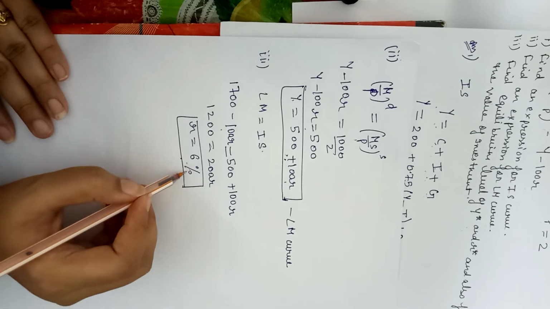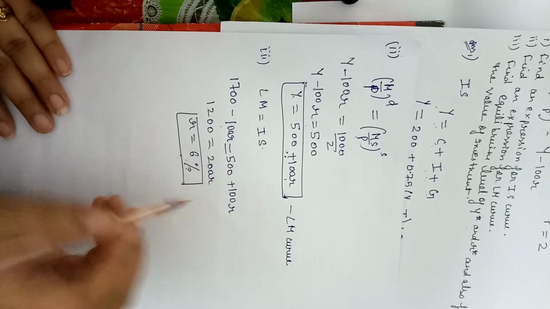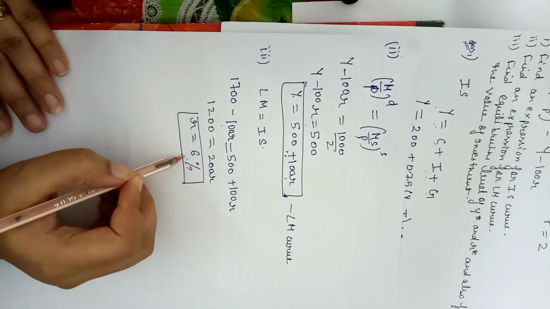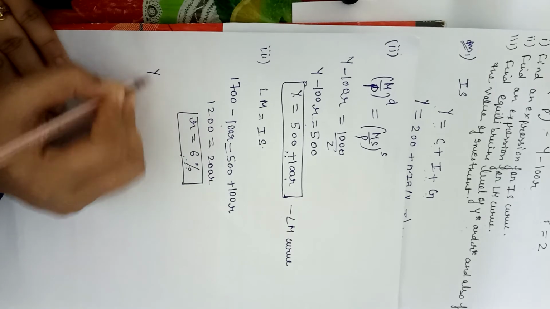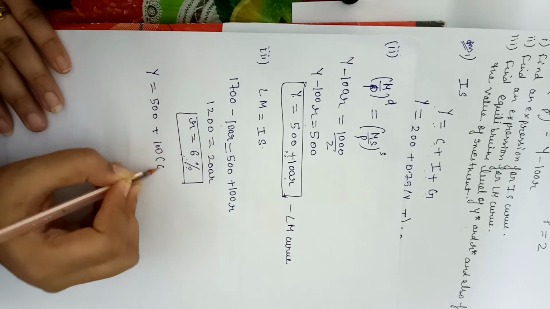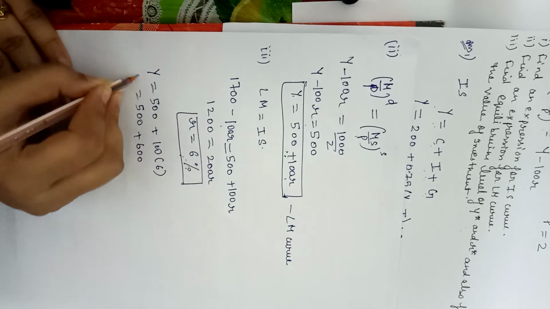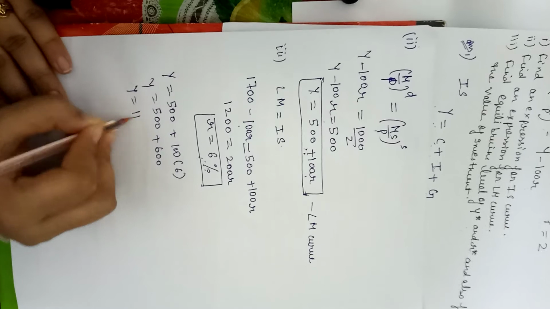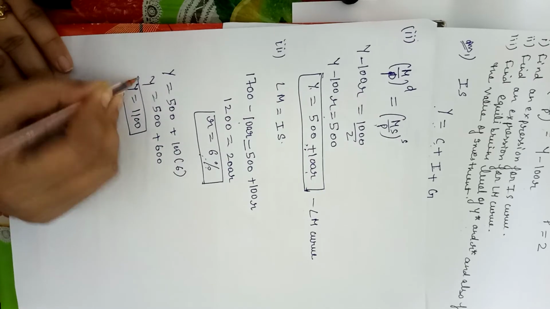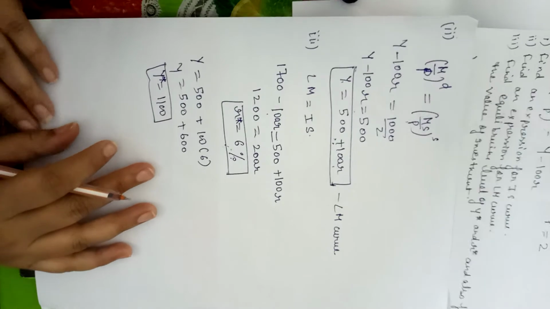Now to calculate the equilibrium level of output we will substitute this R into the LM curve or IS curve. In any of the equations you can substitute this value. So we have Y equal to 1100. So this is our equilibrium rate of interest and this is our equilibrium level of output.